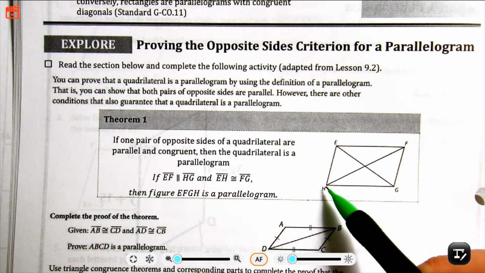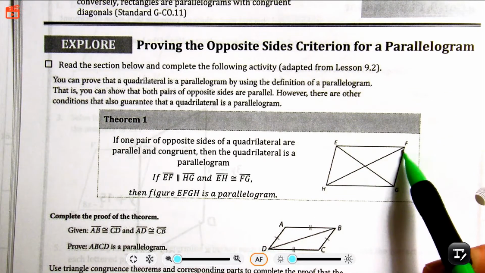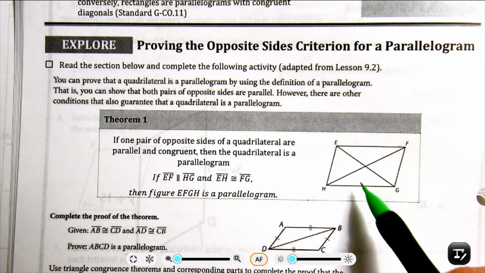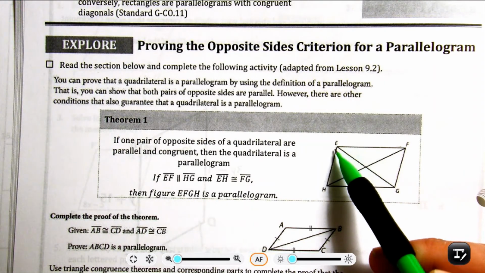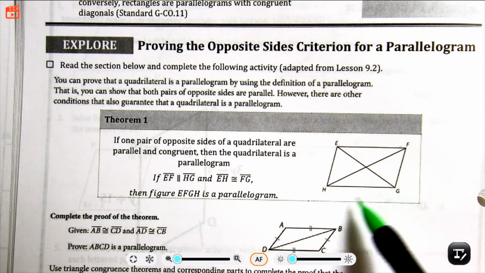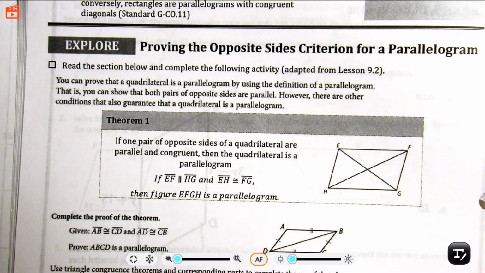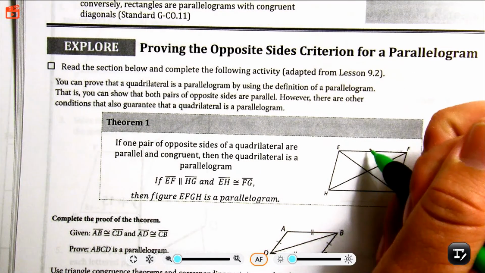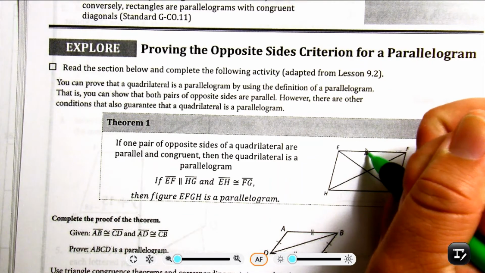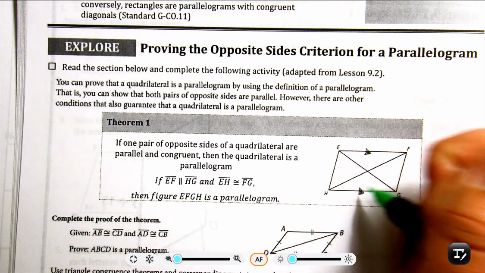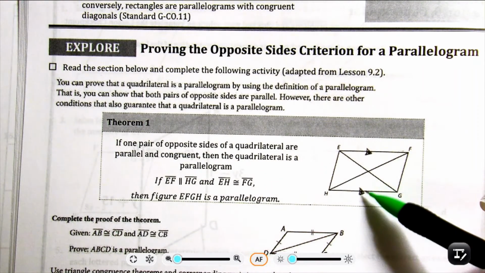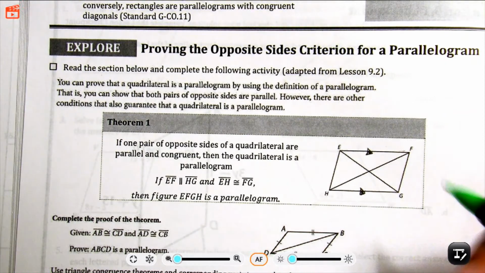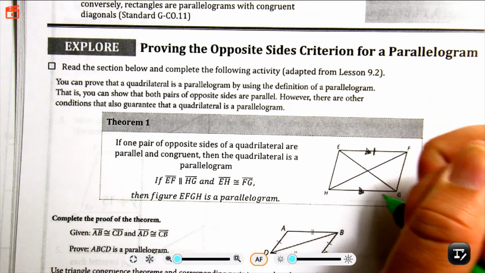Actually, let's look at EF and HG. If EF and HG are parallel, and if EF and HG are congruent, then that proves that this is a parallelogram. So remember, the notation for parallel is an arrow. These arrows signify that these two lines are parallel, and the notation for congruency is these marks, these tick marks.